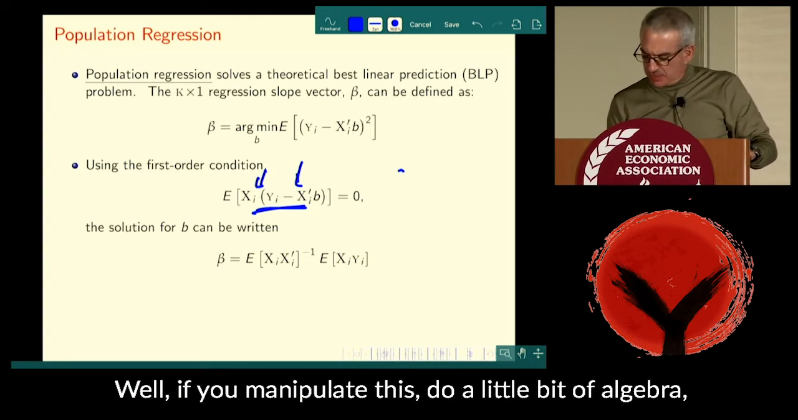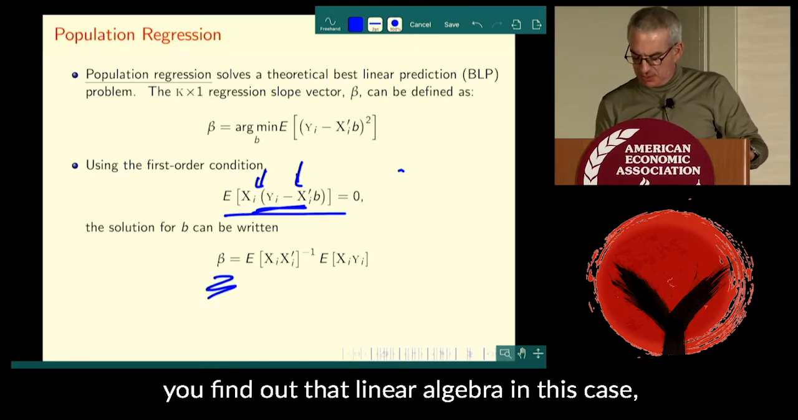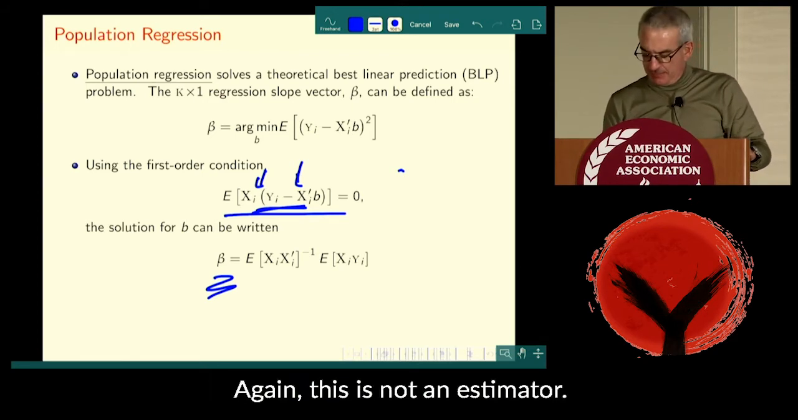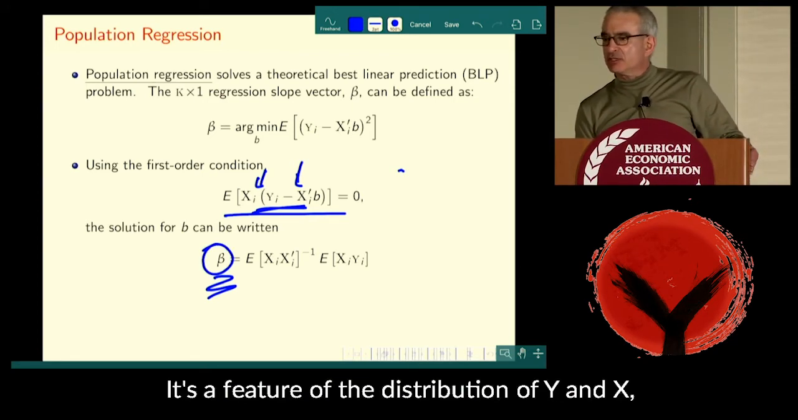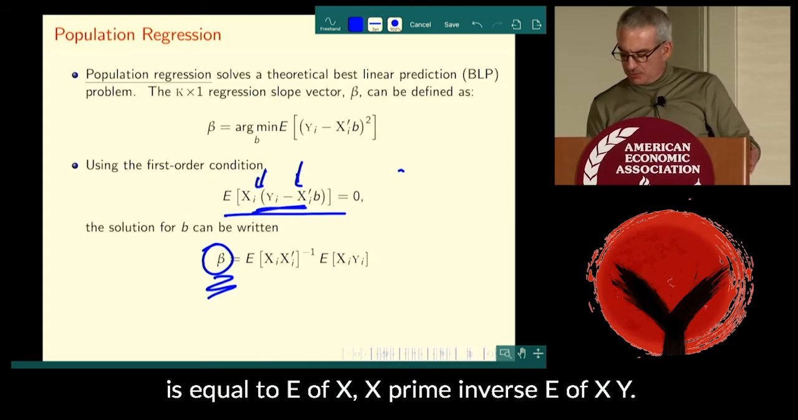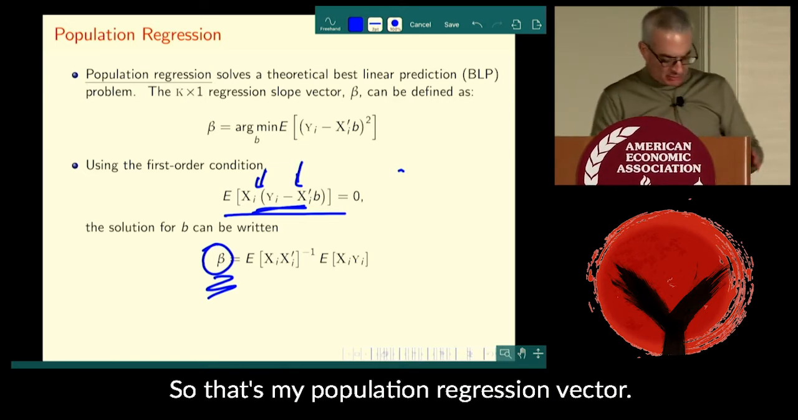Well, if you manipulate this, do a little bit of linear algebra, you find out that the answer to that is beta. Again, this is not an estimator. It's a feature of the distribution of y and x, equal to E of x x prime inverse, E of x y. So that's my population regression vector.